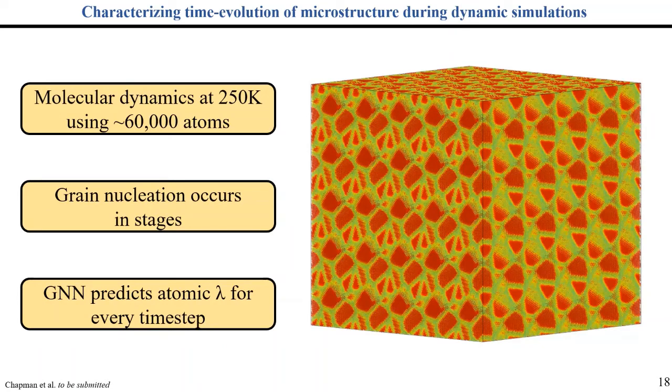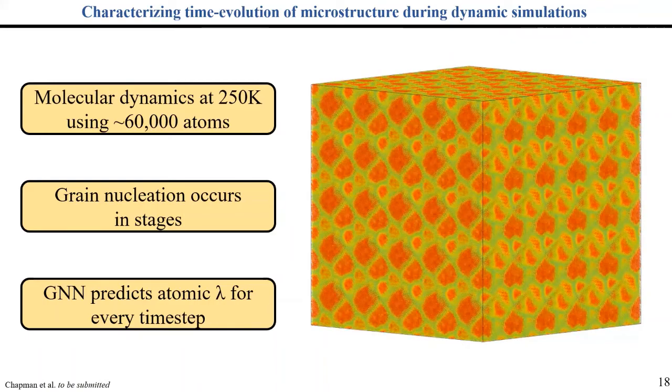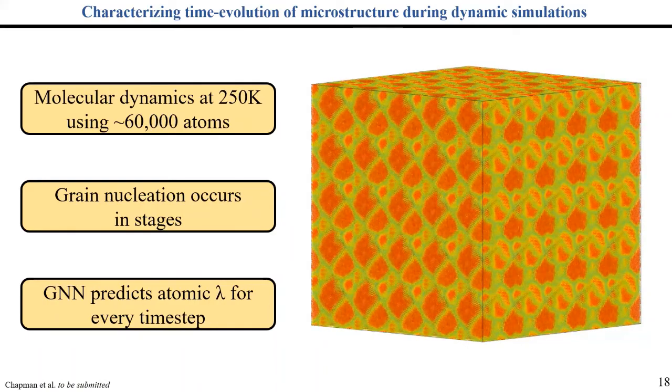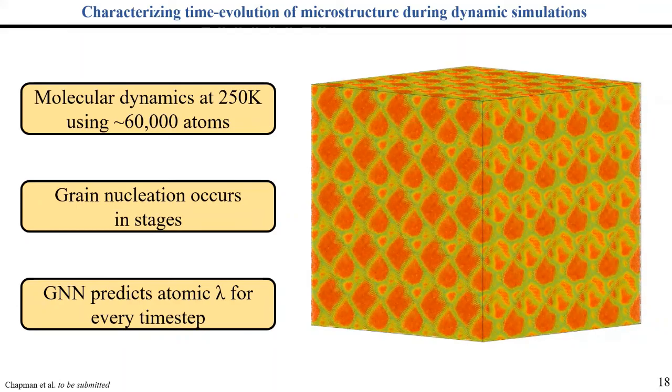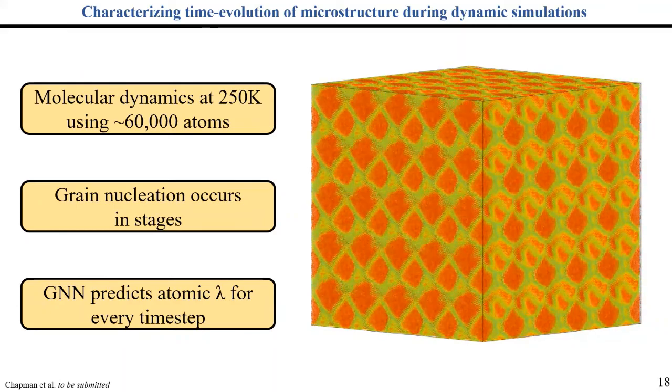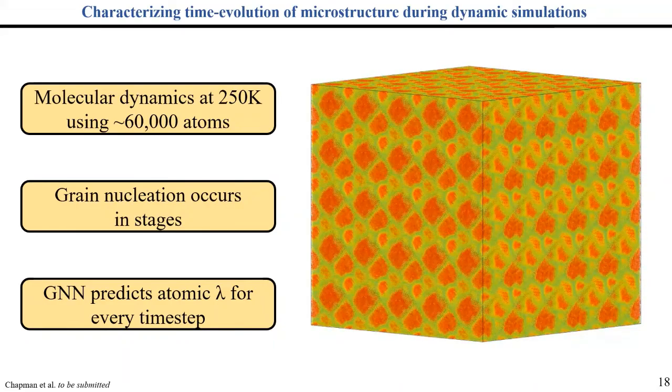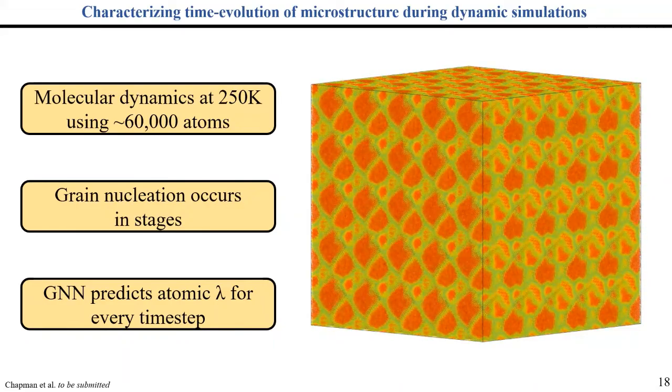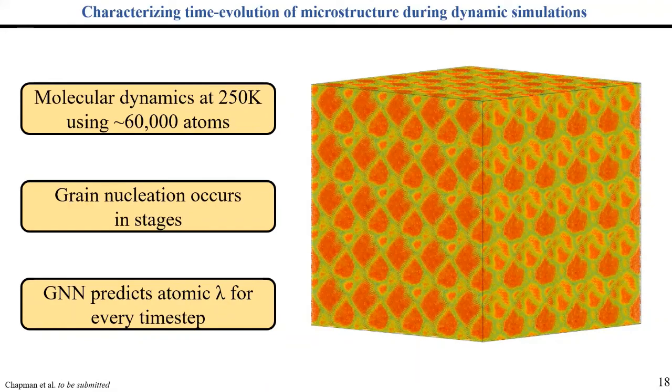You'll observe that the grain nucleation occurs in stages, and at each stage along the way, we're predicting that atomic order parameter at each one of the time steps. You can see initially some of those extremely small grains immediately get swallowed up, and as time goes on, those grains eventually coalesce, and we are left with just a single phase with some edge dislocations.